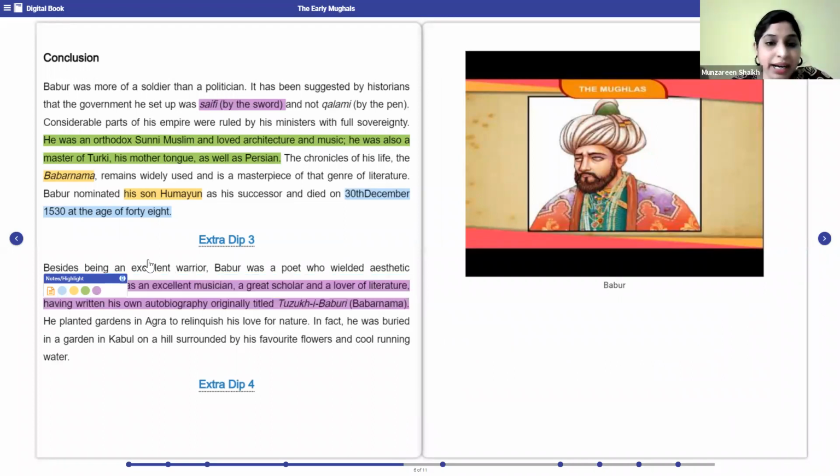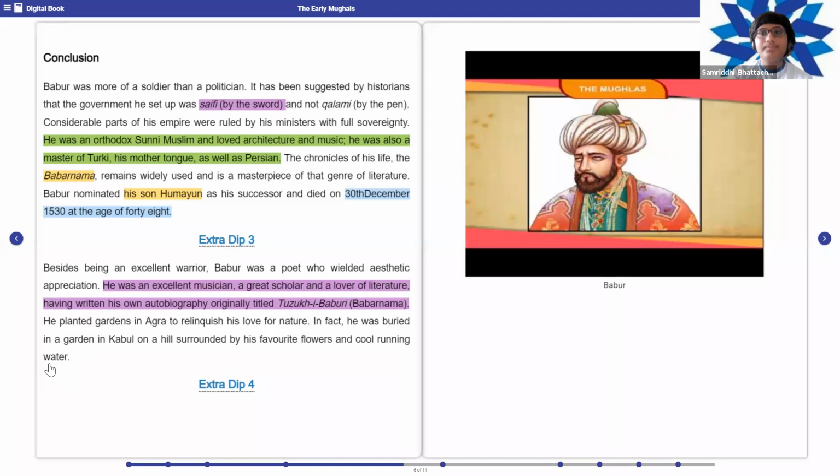Apart from writing his own biography, apart from being an excellent scholar, a lover of literature, and an excellent musician, he also planted gardens in Agra to relinquish his love for nature. In fact, he was buried in a garden in Kabul on a hill surrounded by his favorite flowers and cool running water. So this shows his love for nature. And when he died, where was he buried, children? In a garden in Kabul.